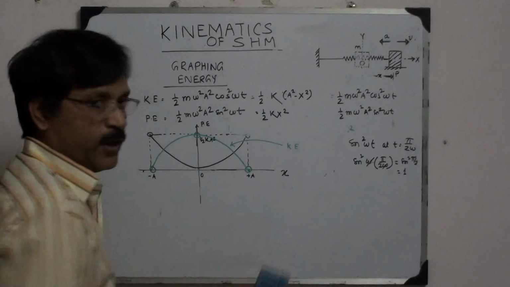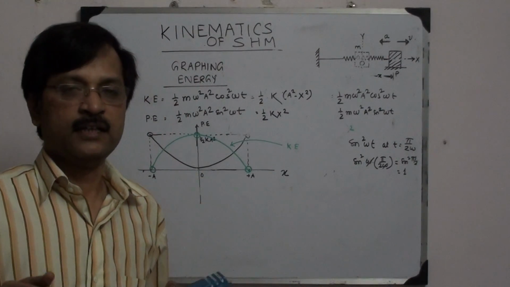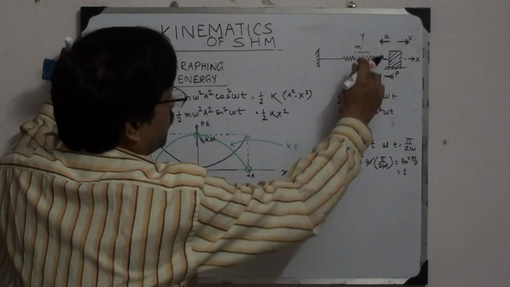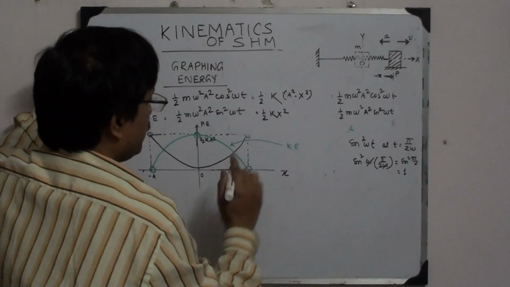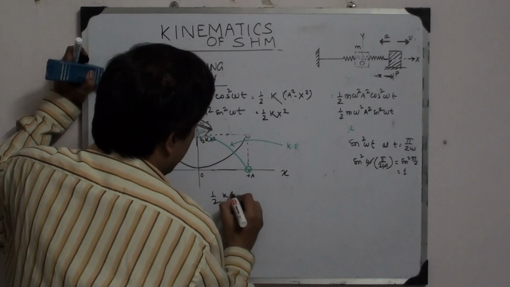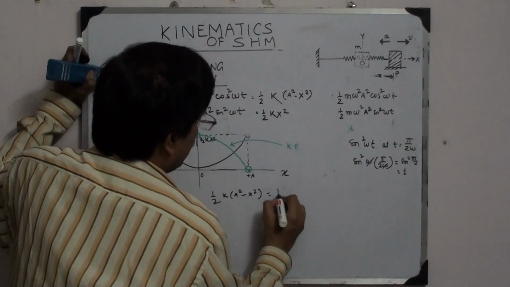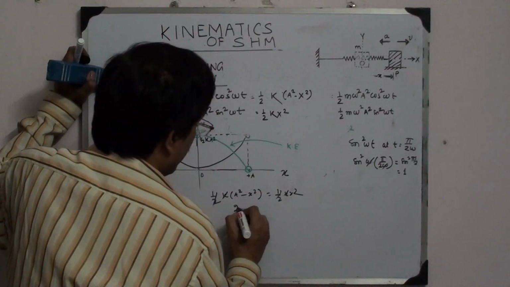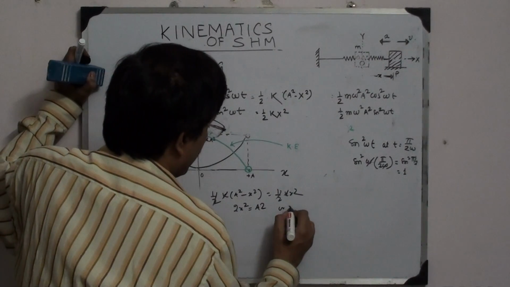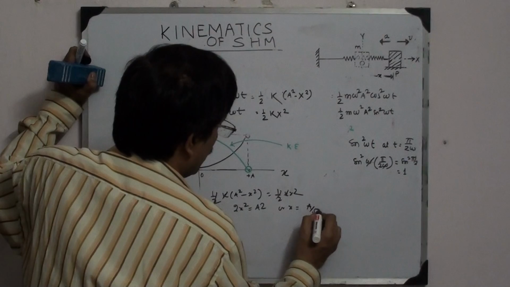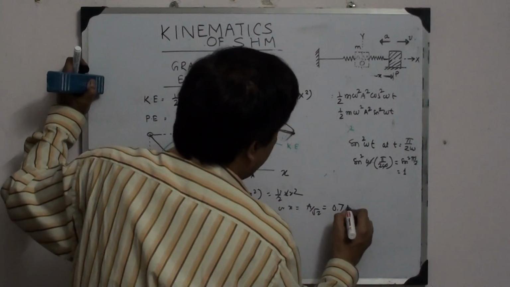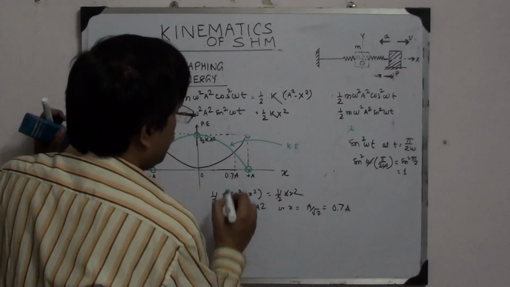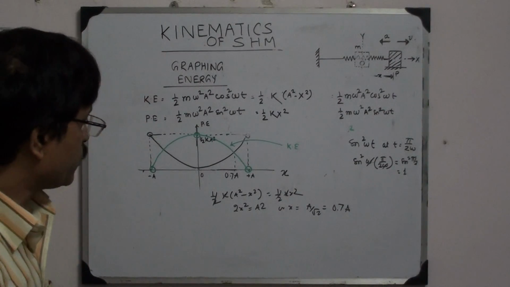Now I will put a question: at which position are the kinetic energy and potential energy the same? You can get that by equating these equations. For example, suppose at a distance x both the energies are the same, then you get half K(A square minus x square) is equal to half K x square. Half cancels, K cancels, you get 2x square is equal to A square, or x is equal to A by root 2, which means around 0.7 A. So this point is 0.7 A, 70% of the amplitude almost.